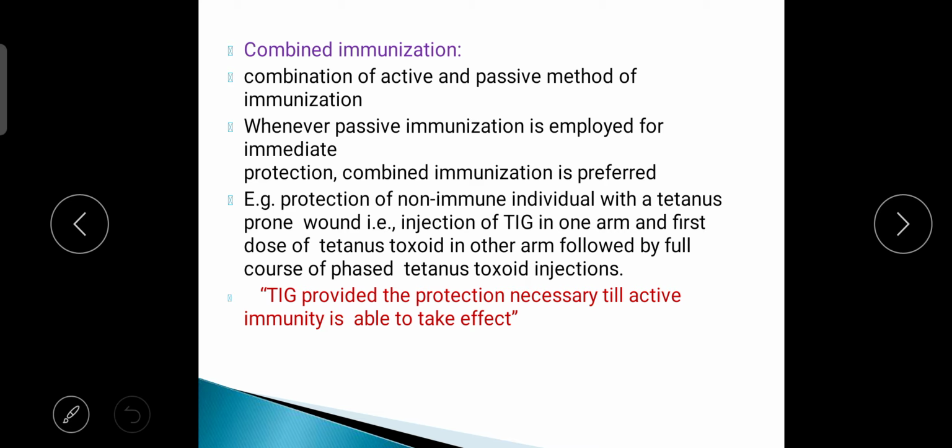By the name itself you can identify. Combined means a combination of two things. If you give both active and passive methods of immunization, then we call it combined immunization. Example is TIG. The protection of non-immune individuals with a tetanus-prone wound is an injection of TIG, tetanus immunoglobulin, in one arm and the first dose of tetanus toxoid in another arm, followed by a full course of tetanus toxoid injections. So this is called combined immunization, a combination of active and passive.